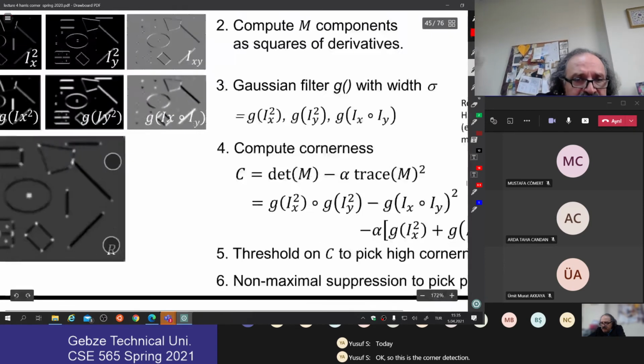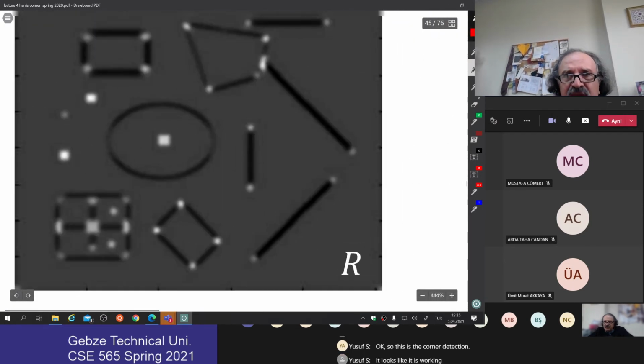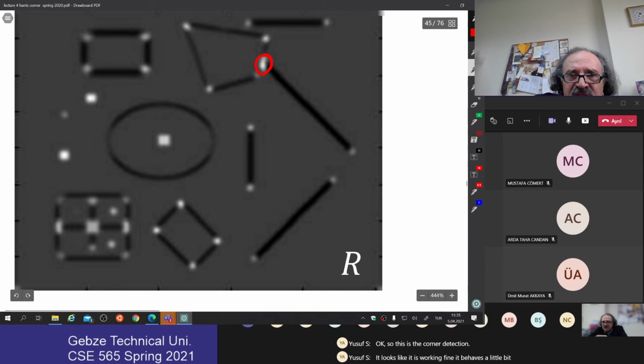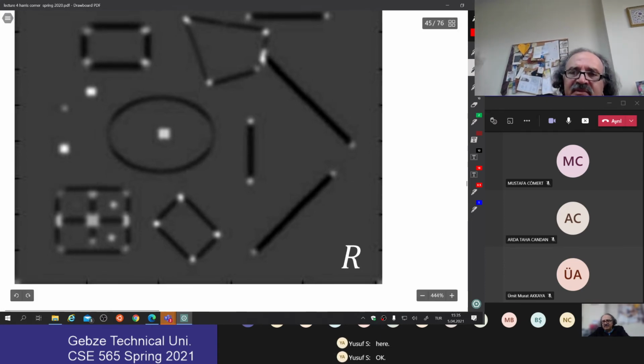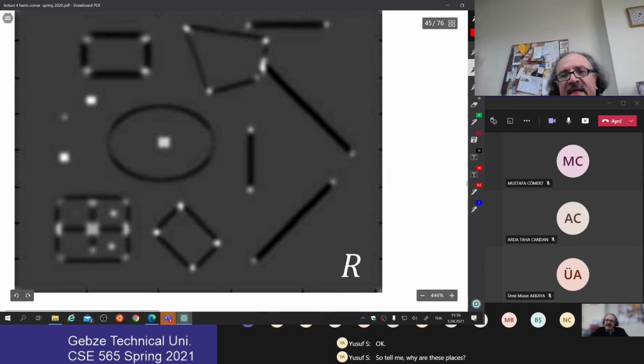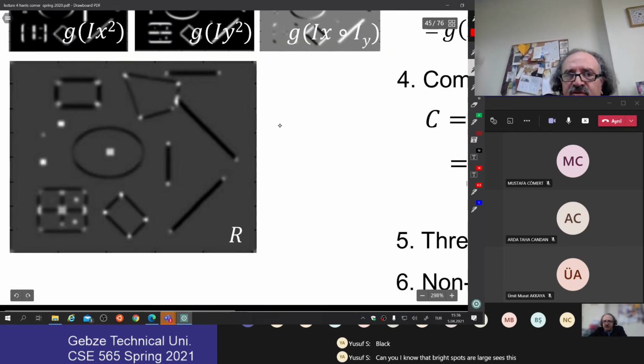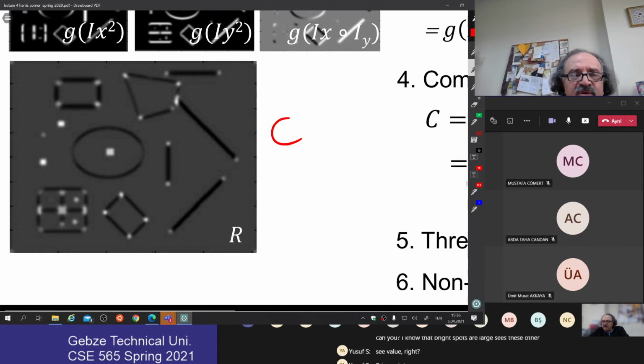So this is the corner detection. It looks like it is working fine. It behaves a little bit weird here. So tell me, why are these places black? I know that bright spots are large C's. These are the C values, right? Bright spots are large C's. How about those black parts? What does the black mean?